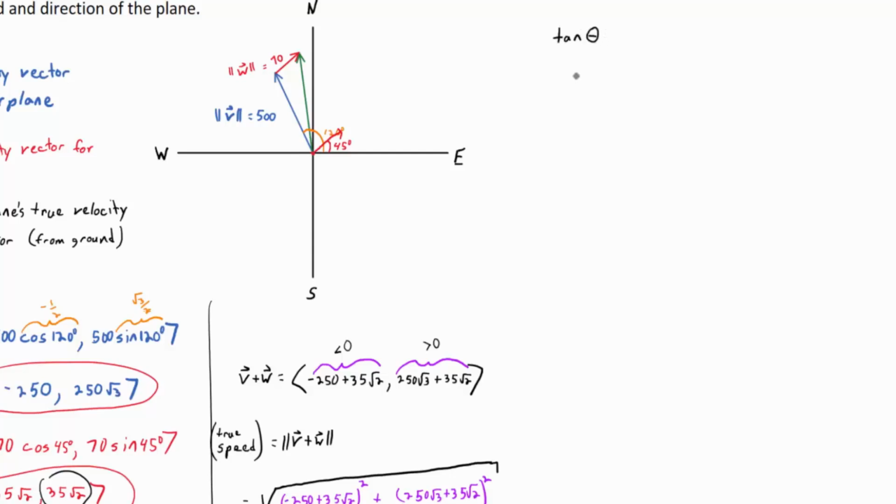The tangent of theta then is, well, we're just going to take this component over this component. So 250 radical 3 plus 35 radical 2, that's your B, divided by negative 250 plus 35 radical 2, that's your A. And so you have to take the tangent inverse, then add to 180. So you would take, let's give this quantity a name. What do you want to call it?